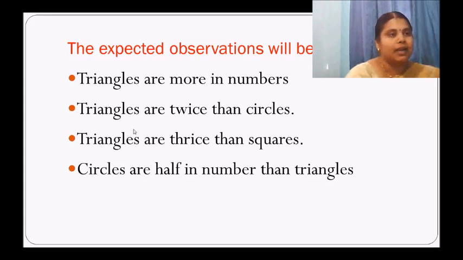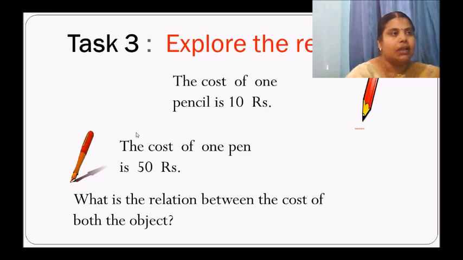It means that the triangles are 12 in number and the circles are 6 in number. It means that 12 minus 6 is equal to 6. 12 minus 4 squares is equal to 8. Sometimes we say that the comparison can be done by taking the difference, or the comparison can be done by taking division.